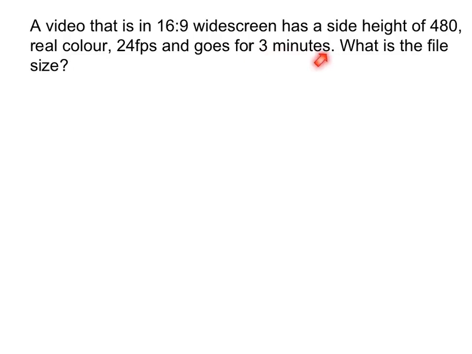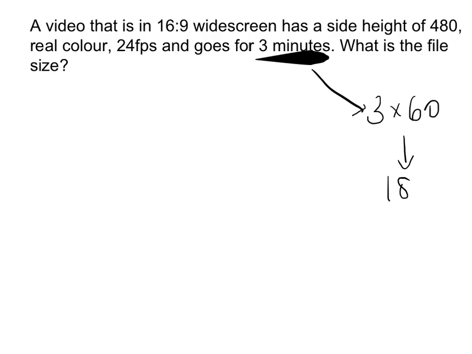We know that it goes for 3 minutes, and in our formula we have to convert those 3 minutes to a number of seconds. So that is 3 lots of 60, which is 180 seconds. Easy. We know that the frame rate here is 24 frames per second, and we just leave that as is, so 24 is important. The next thing we need to figure out is what the bit depth is and what the resolution is.